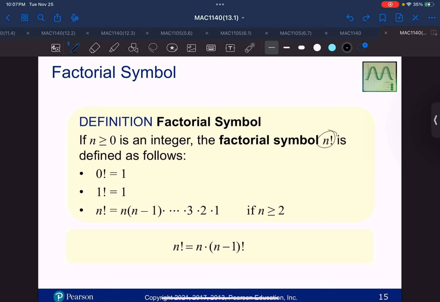So for an example of that, if I had 5 factorial, this would be equal to 5 times 4 times 3 times 2 times 1. And we would actually multiply all those numbers together. 6 factorial, same thing. We start with 6 now, and then we go down. So 6 times 5 times 4 times 3 times 2 times 1. So you start with the number that is here, and you multiply by all the numbers below it until you get to 1.